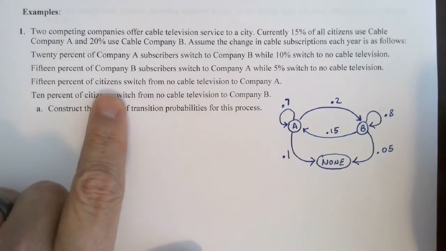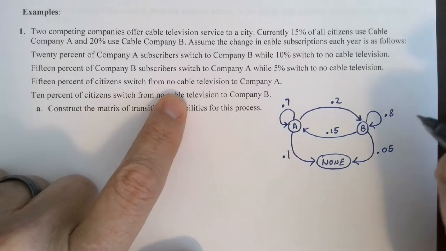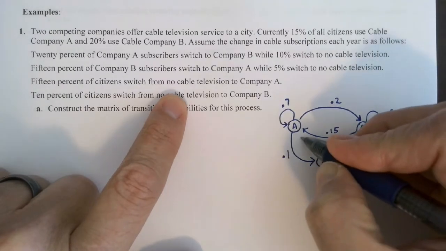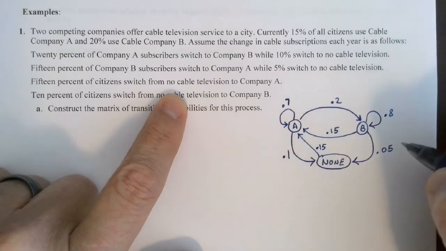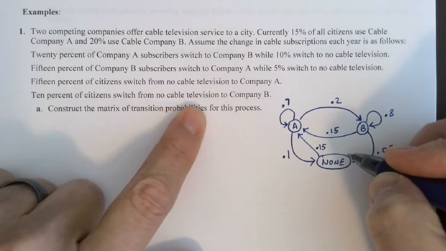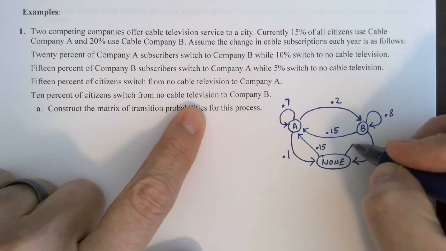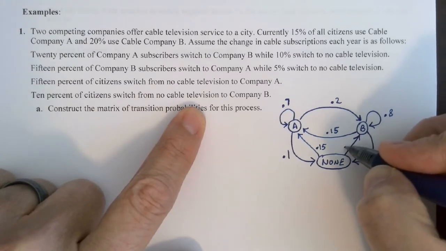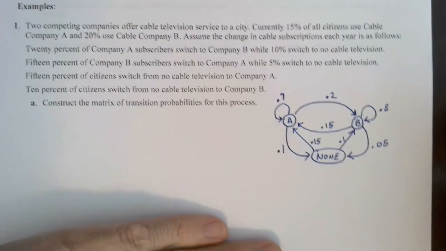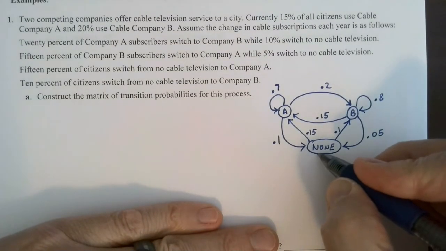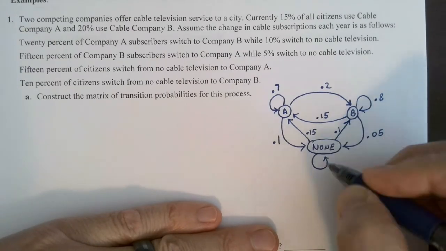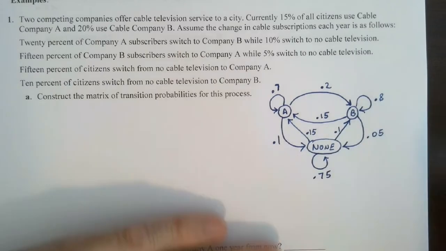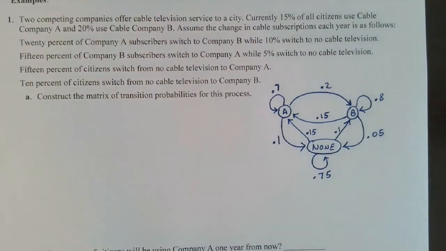Also, 15% switch from no cable to company A. So from no cable to company A, we have 15% here. And from no cable to company B, we have 10%. Okay, so what percent stay with no cable at all? 15 plus 10, 25% switch, that leaves 75% to stay. Okay. So that diagram helps sort of clarify what's going on.